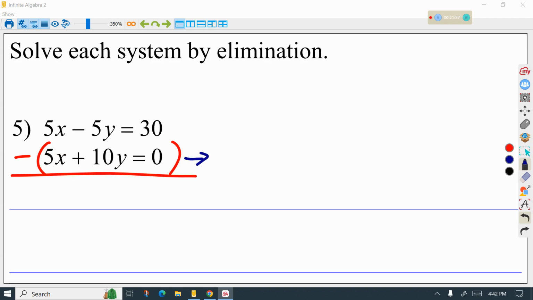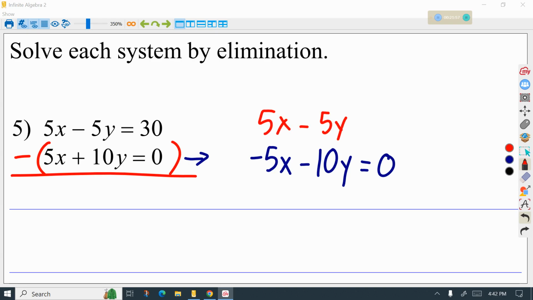So I taught you guys that a negative sign outside of a parentheses just means to change the sign of everything on the inside. So here the positive 5x will become negative 5x. The positive 10y will become negative 10y. And the 0 will become negative 0, but that's just 0, so we don't worry about that. Okay, and then on the top, I'm just going to copy that same equation because we already have what we want. So now I'm going to add this little bar underneath so we could do our addition.